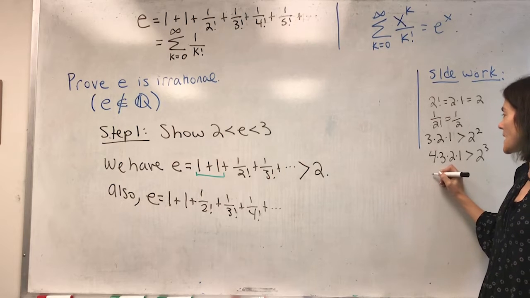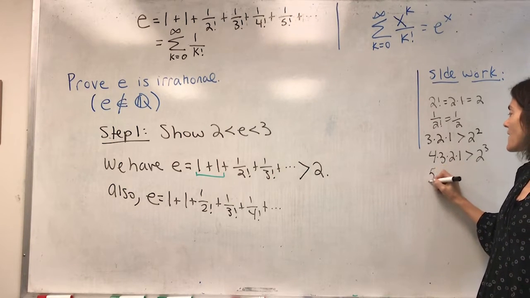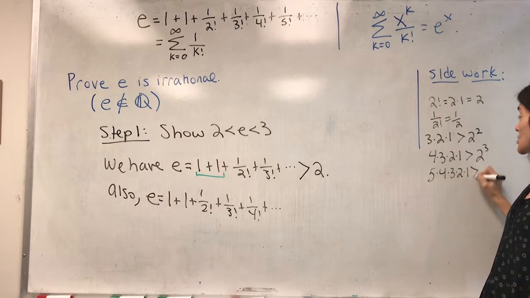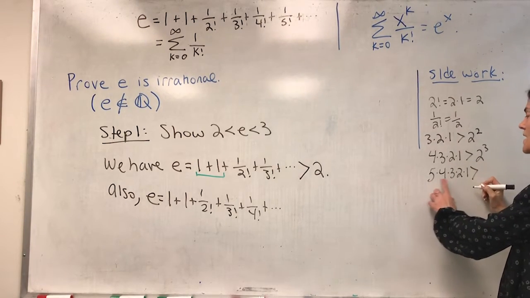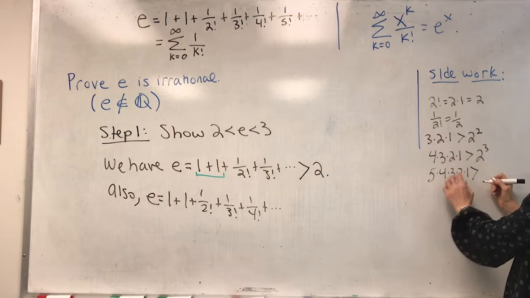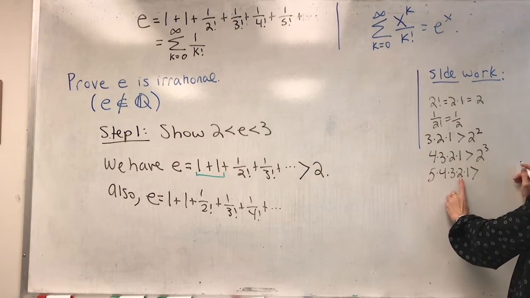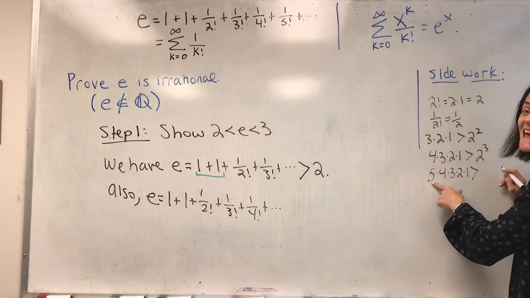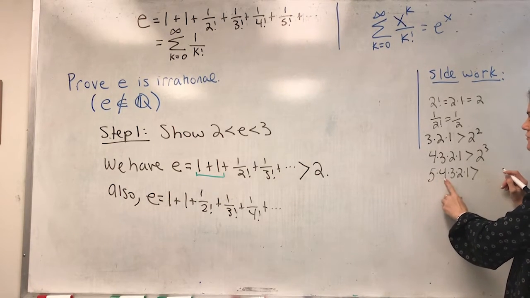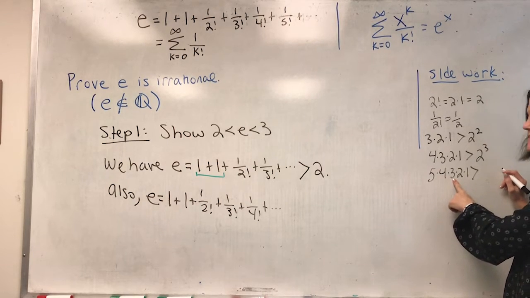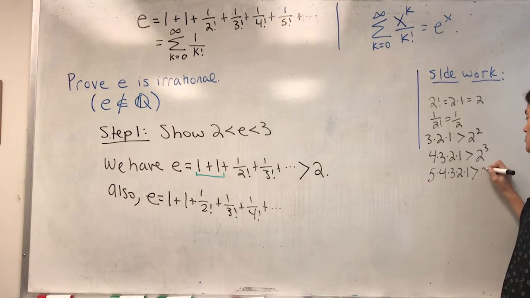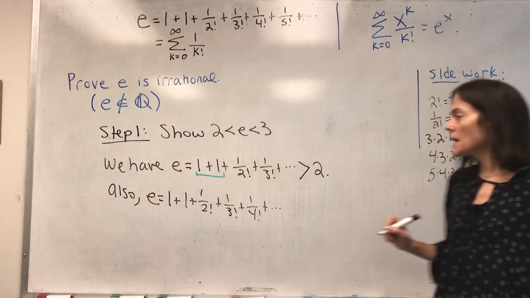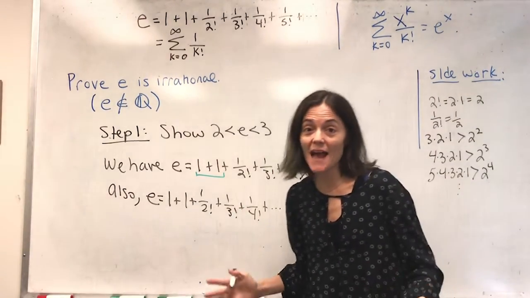And similarly, I could continue. 5 factorial is strictly bigger than if I had 1, 2, 3, 4 twos, because you see, if I did 2 times 2 times 2 times 2, well, it's definitely less than this, because 5 is bigger than 2, 4 is bigger than 2, 3 is bigger than 2, and then we have a 2. So this is strictly bigger than 2 to the 4th. And this would continue.